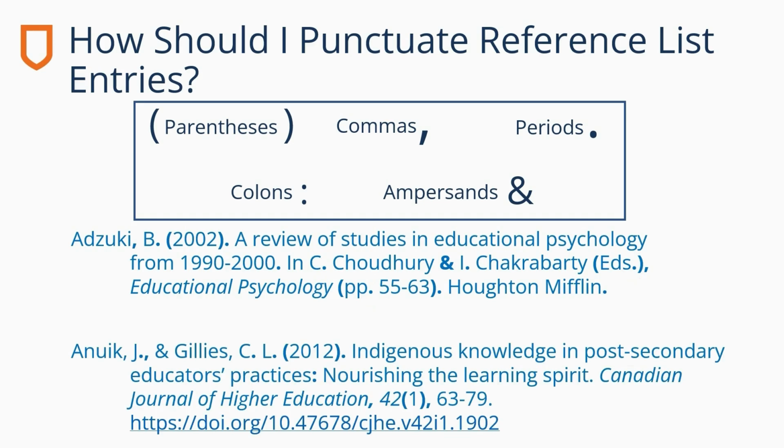Here's a second example. Anuik J. and Gillies C.L., 2012. Indigenous Knowledge in Post-Secondary Educators' Practices, Nourishing the Learning Spirit. Canadian Journal of Higher Education, 42, 1, 63 to 79, followed by the DOI. Now, parentheses are used around a journal article's issue number. Note that no parentheses are used for the page range in an article as they were in the book chapter.